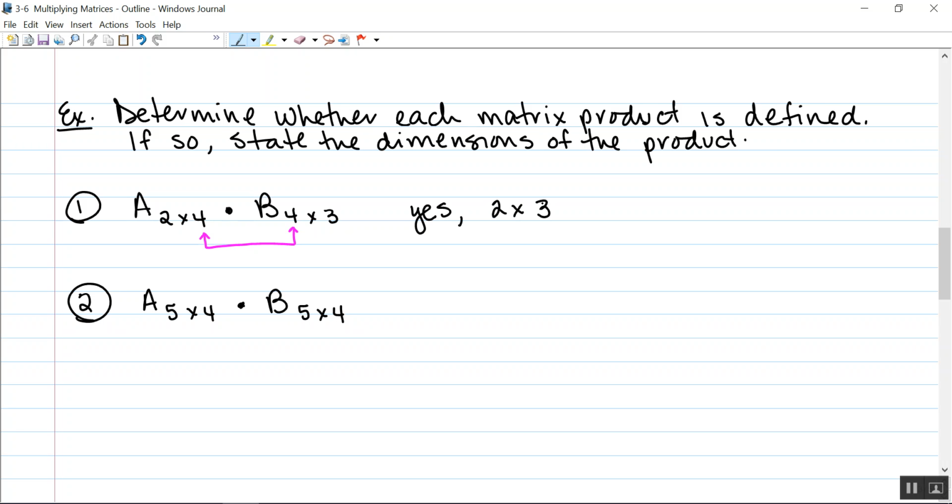So you take those outside numbers, the number of rows of A and the number of columns of B. Let's take a look at our second example here and compare our two inside numbers. So the number of columns of A is 4 and the number of rows of B is 5. So no, this is not defined. I cannot multiply these two matrices.